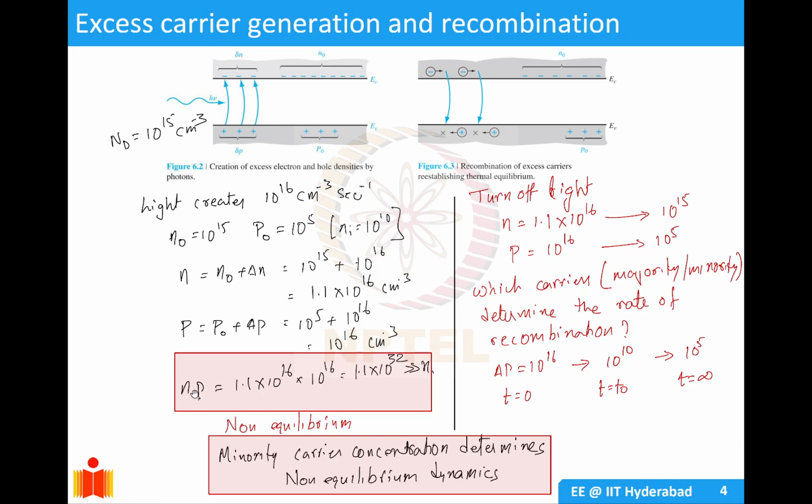Now if you calculate NP, it becomes 1.1 into 10 per 16 into 10 per 16. That is 1.1 into 10 per 32, and that is very different. That is very, very large compared to Ni square, which is 10 per 20. Now if you turn off the light, this new carrier density will try to regain the old carrier density, that is 10 per 15 and 10 per 5.